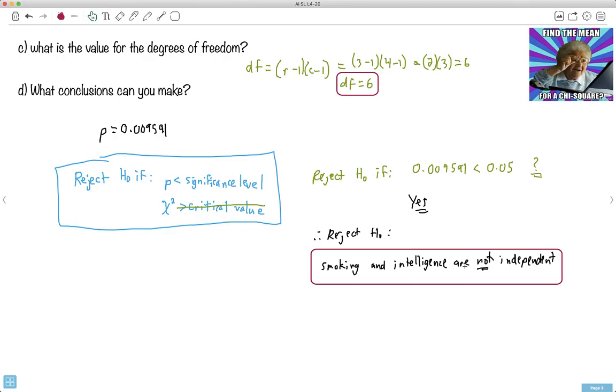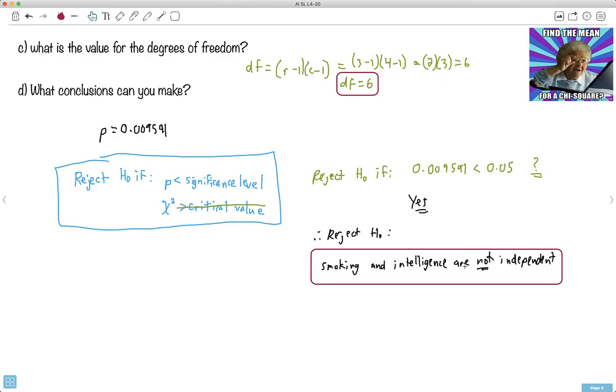Now, what does that mean? Well, that means they're related somehow. This doesn't necessarily tell you that dumber people are smoking or smarter people are smoking. You'd have to do more investigation, maybe see which way it goes. Is it monotonic? Does it increase or decrease? So keep in mind, all we can state is that they are not independent. All we've done is reject the null hypothesis. We can't say whether smarter people smoke more. We'd have to do different tests to figure out other stuff.